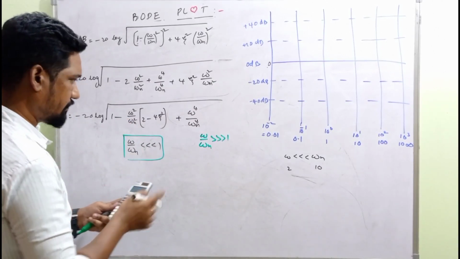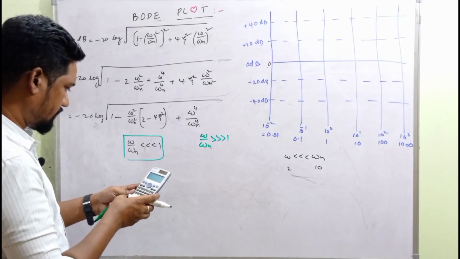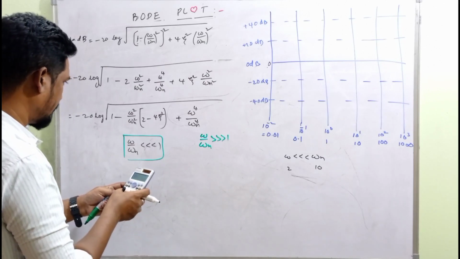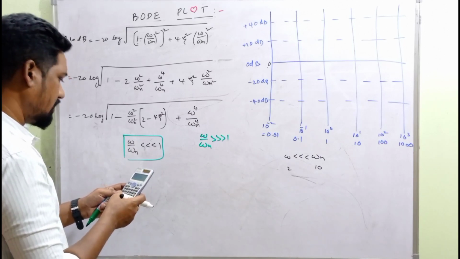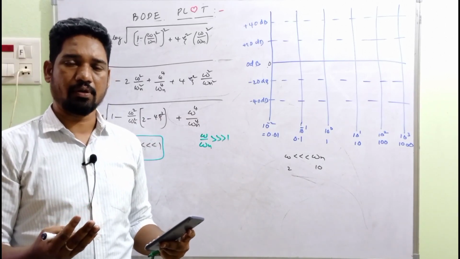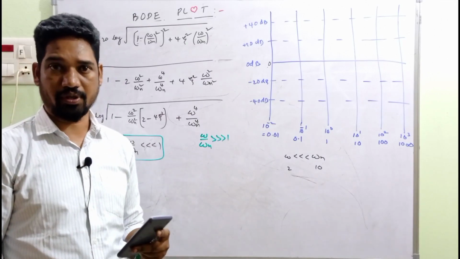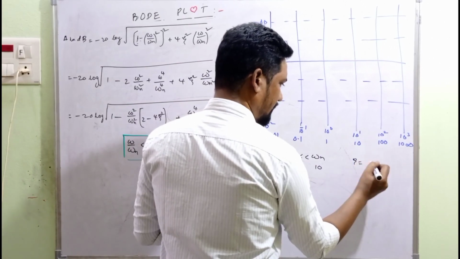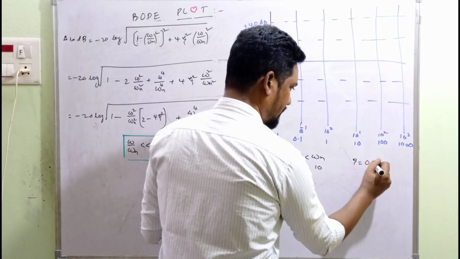So what we'll be having is 2 square divided by 10 square, into 2 minus 4 into, guys, one more point to be remembered, zeta. You might have solved in your time domain analysis. Zeta will be 0.5, 0.7, 0.8, etc. Which value? 0.8? Let this be zeta. It's generally 0.5. You have already done it. 0.7, 0.8. Let's take 0.7, okay?